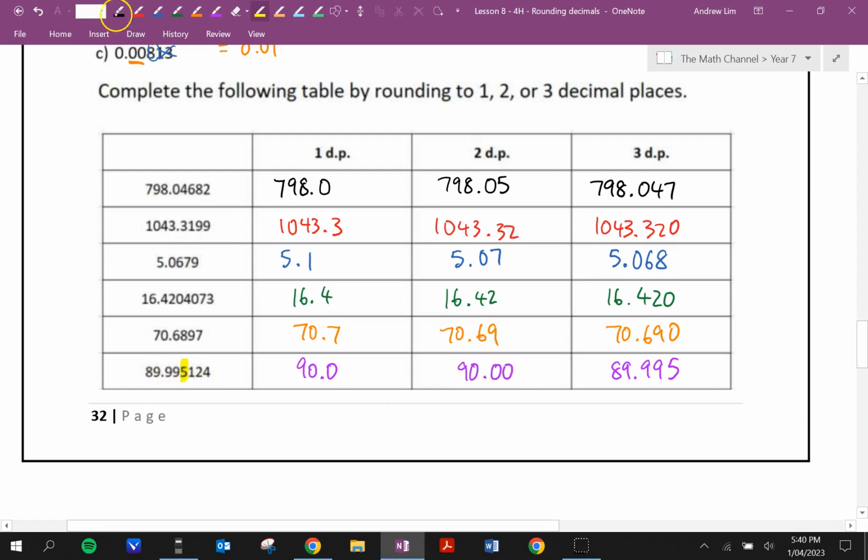Okay, do not write 89.100. A lot of people do that. But you can see here, this is 3 decimal places when we wanted 2. So do not do that. And for 3 decimal places, look at the fourth number. Fourth number is a 1. That tells us that 995 stays exactly the same. It doesn't go up to 996. So it's 89.995.